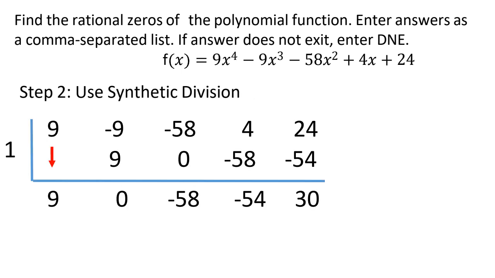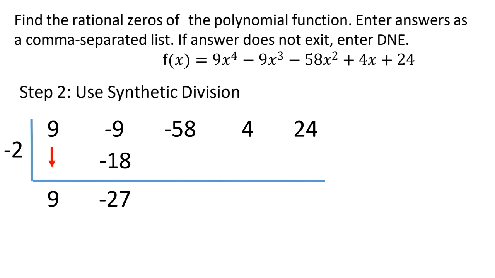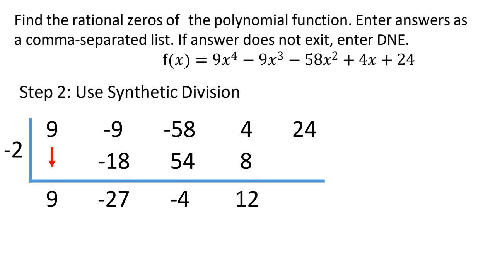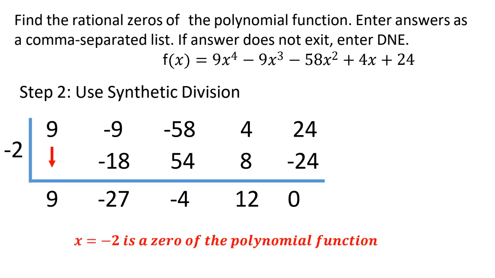Let's start with 1. If using synthetic division, I see that 1 will give me a remainder, so hence 1 is not a solution of this polynomial. Then just to make my life simple, I just jumped from the -1 to the -2. The reason why I did that is because I knew that -2 was going to give me a 0.